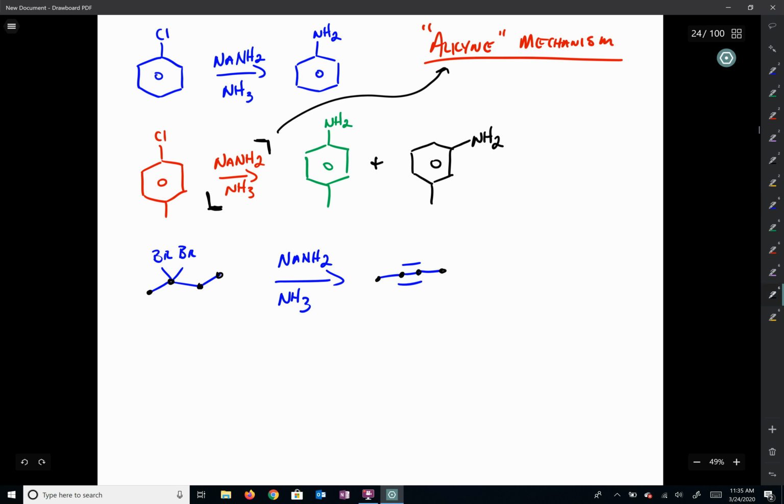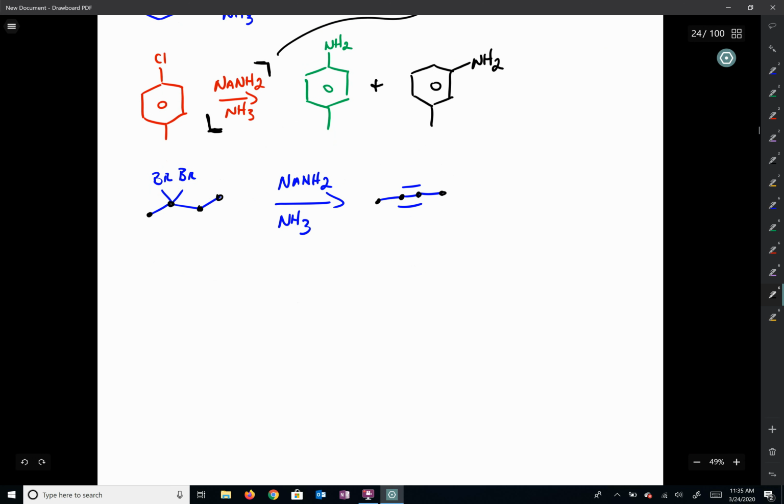So what is the mechanism for this? Hopefully you guys remember that. We're doing a couple of subsequent elimination mechanisms where we grab the hydrogen next door, we form the alkene, and then we form the alkyne. So if we want to think about this, the intermediate here, quote, unquote, would be something like this, where we have an alkene with a halide on there. And then we do another elimination, and we get to our product.